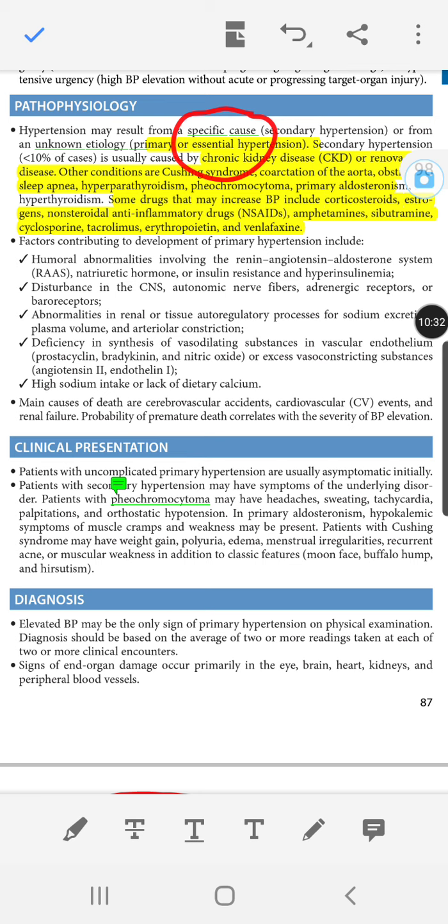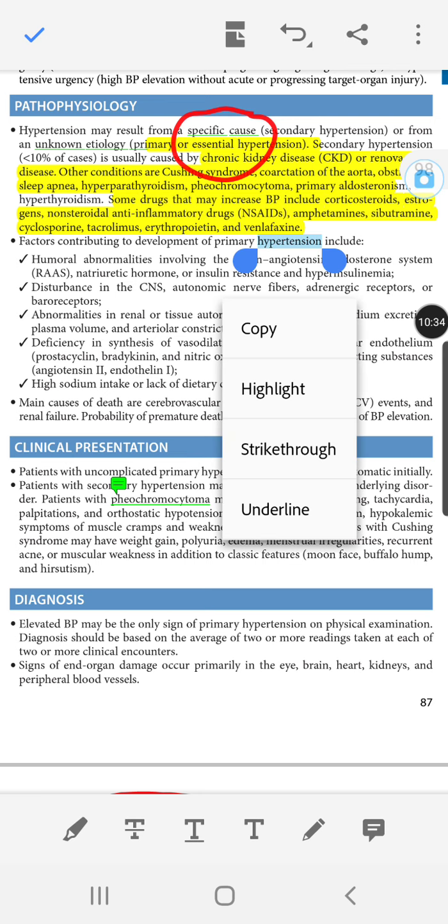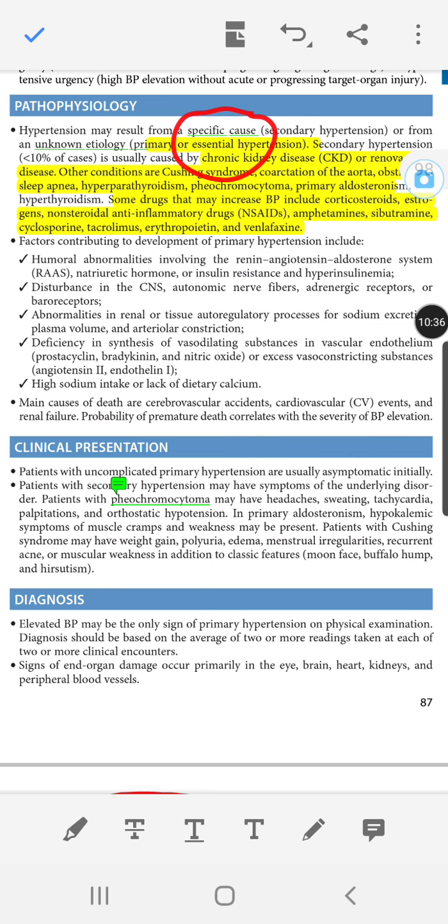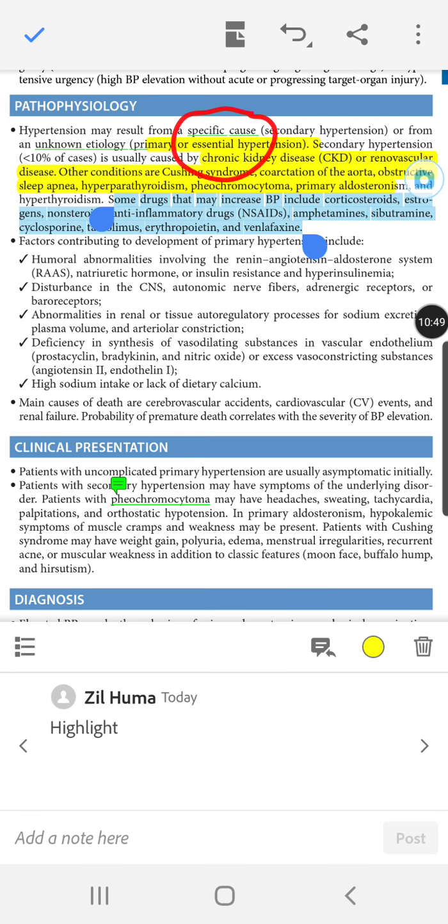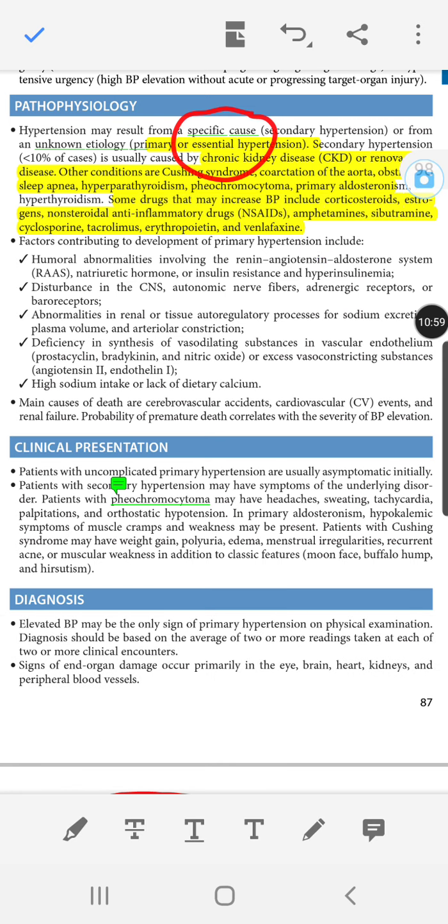NSAIDs are commonly used medicines in our daily life, like aspirin. These are like painkillers. So painkillers we are using most commonly, and they are responsible for increasing the blood pressure too. So we have to keep an eye on the blood pressure when we are taking any kind of painkiller.